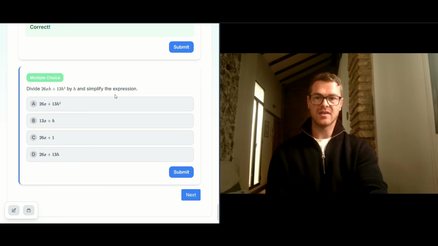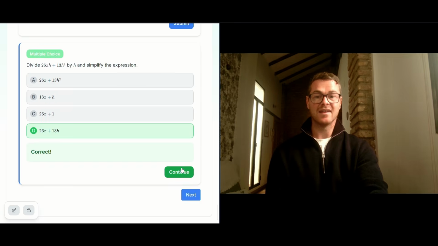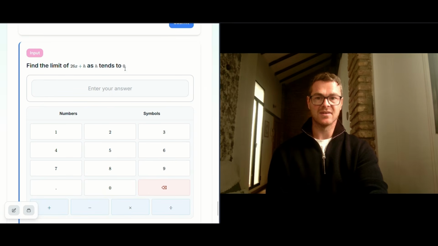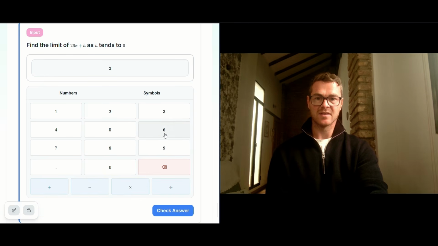I'm going to divide by h. So I'm going to have 26x plus 13h. And then again, anything that has an h in it is going to tend to 0. So my answer is just going to be 26x.